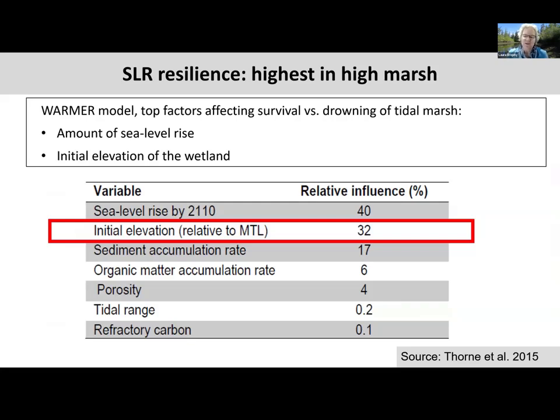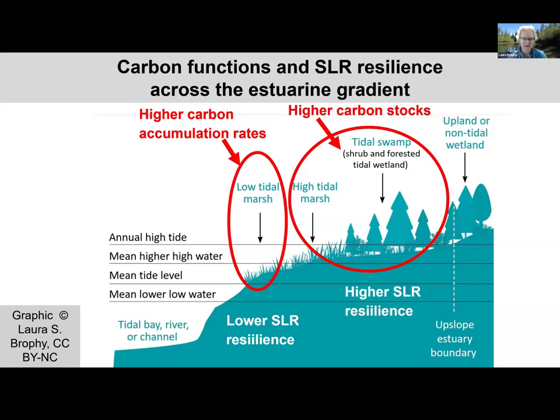Thorne's group modeled which factors affect survival versus drowning of tidal marsh, and the single most important factor at a given level of sea level rise was initial elevation. So the higher tidal wetlands have a better chance of surviving. That's what's called elevation capital. Elevation buffers a tidal marsh from sea level rise. So here's a graphic summary of what I've been talking about. These low marshes have higher carbon accumulation rates, but they also have lower sea level rise resilience.